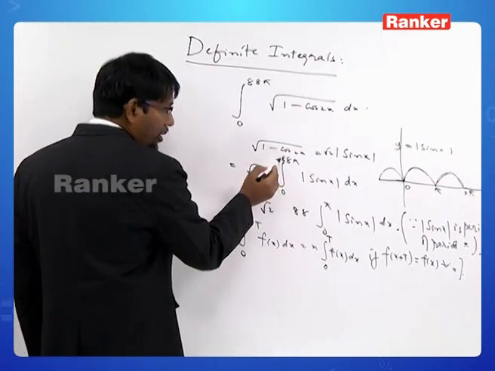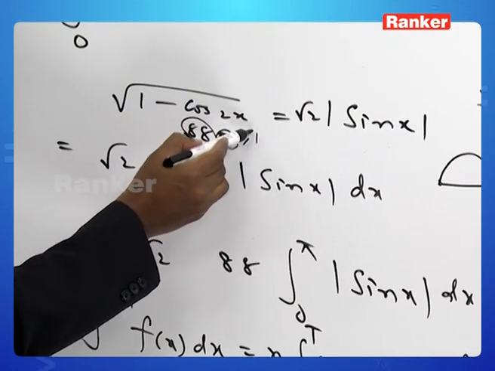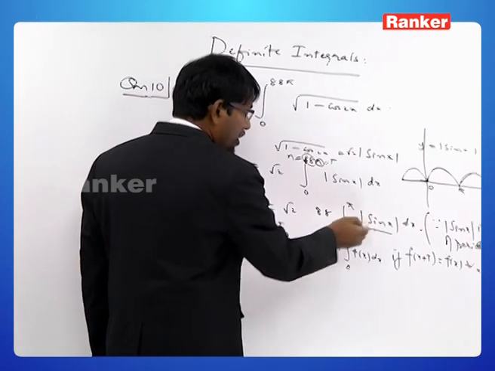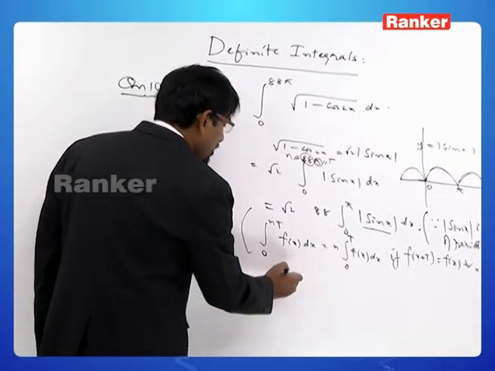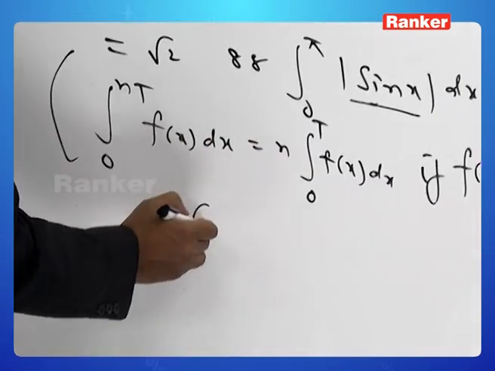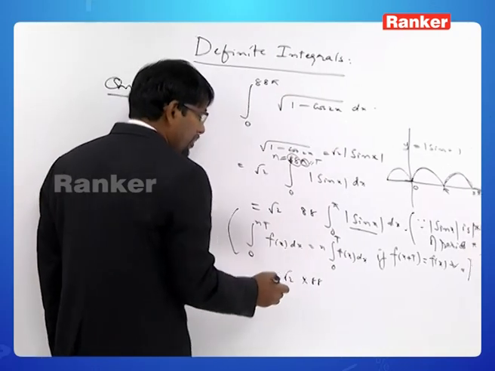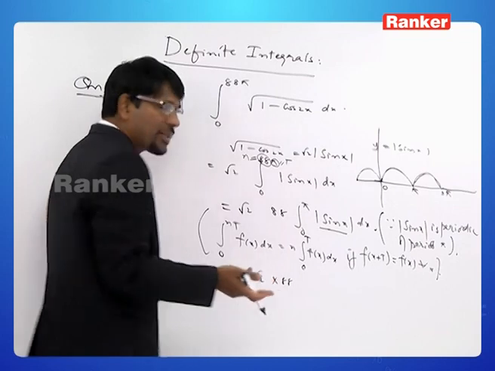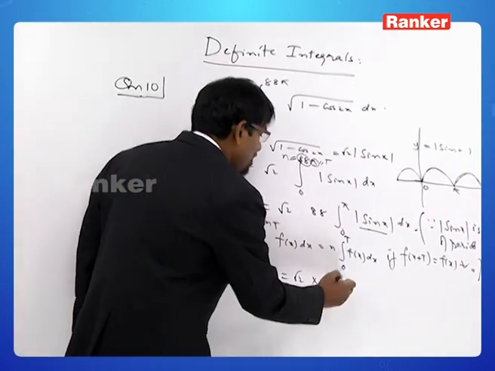What is in place of n? 88. What is in place of T? Pi. This is n and this is T. Because mod sin x, this function is periodic of period pi. So we can write this way. And this is clearly root 2 times of 88 into, we know that mod sin x integral from 0 to pi is nothing but, mod sin x is simply sin x, because sin x is positive in the interval 0 to pi, so it's simply sin x.